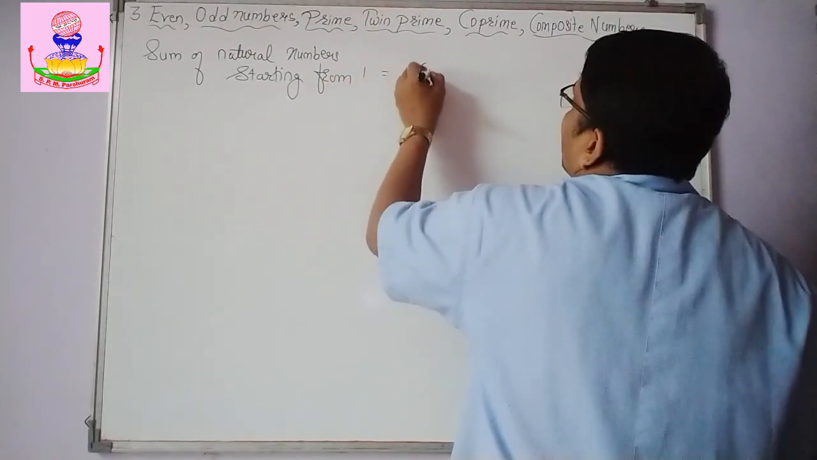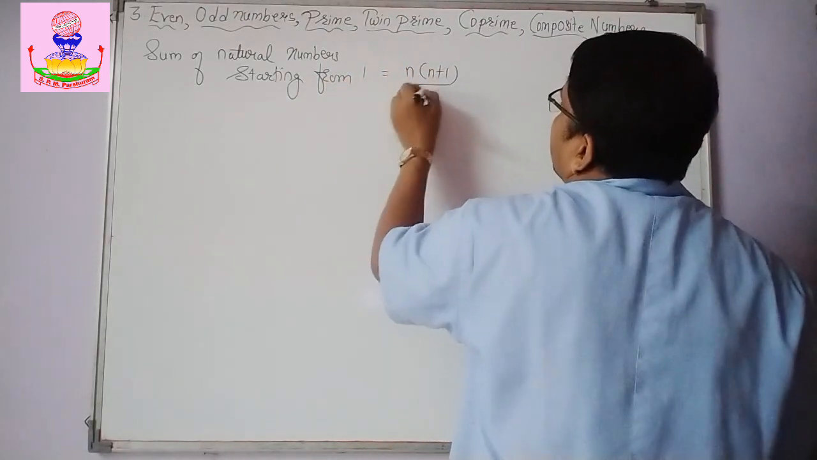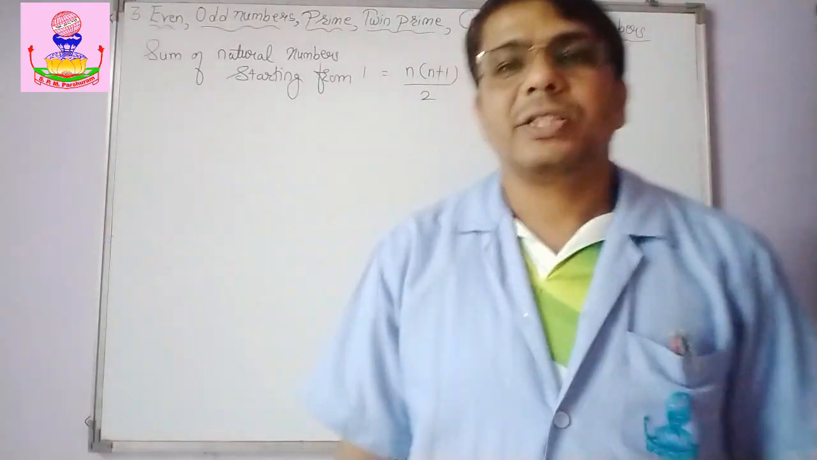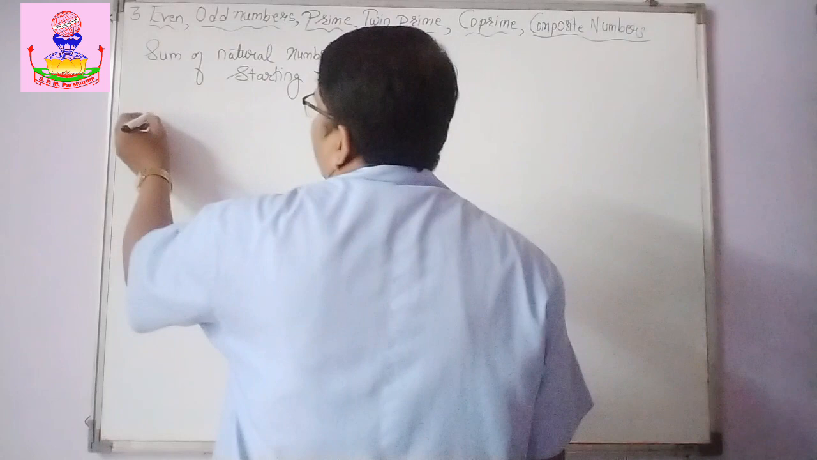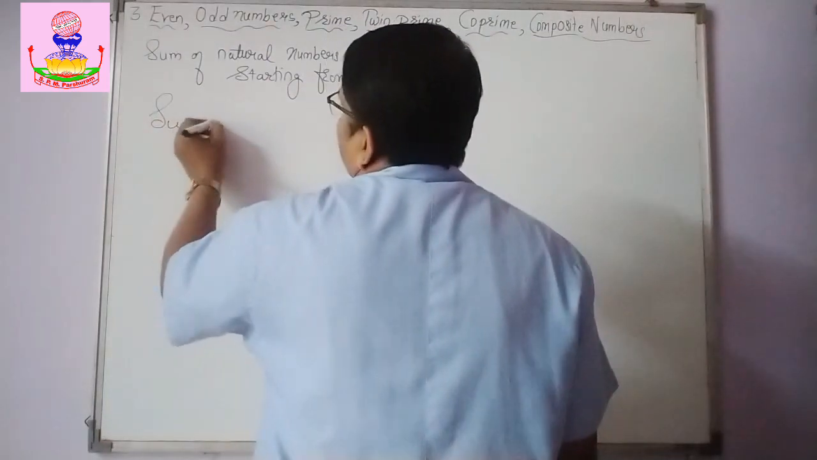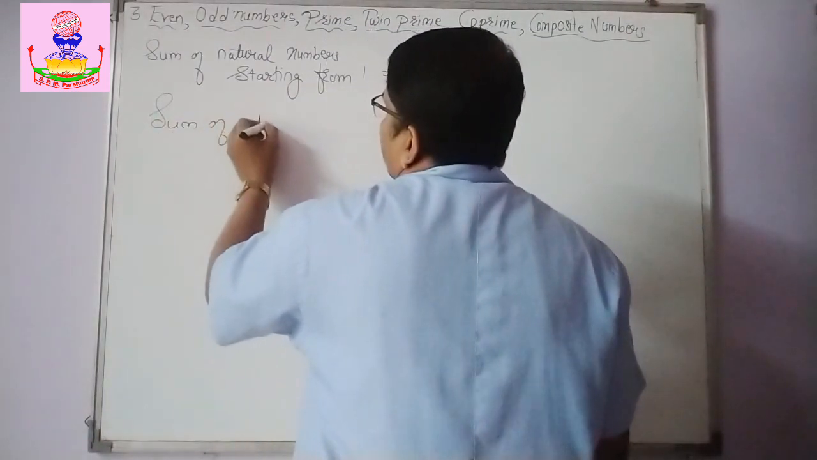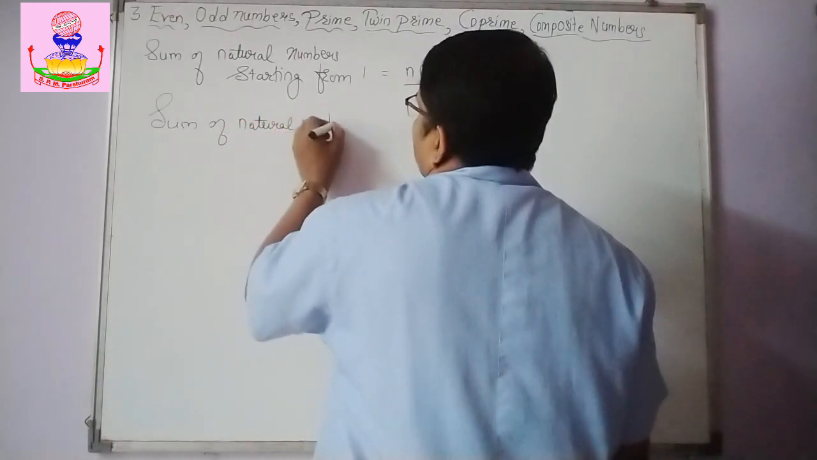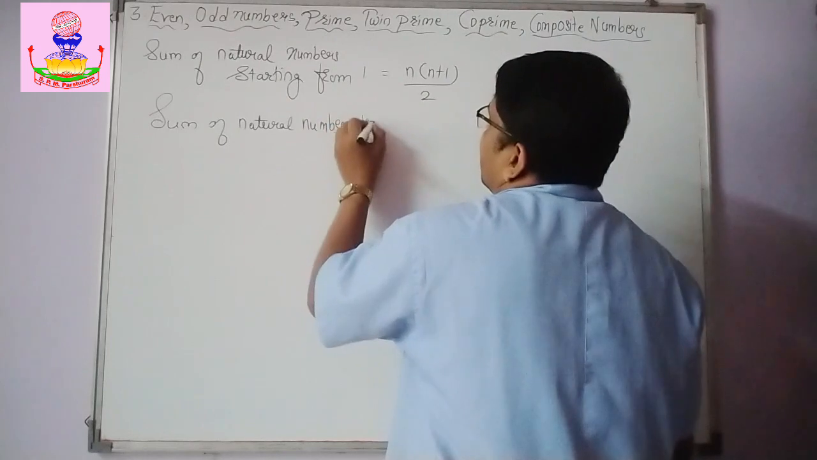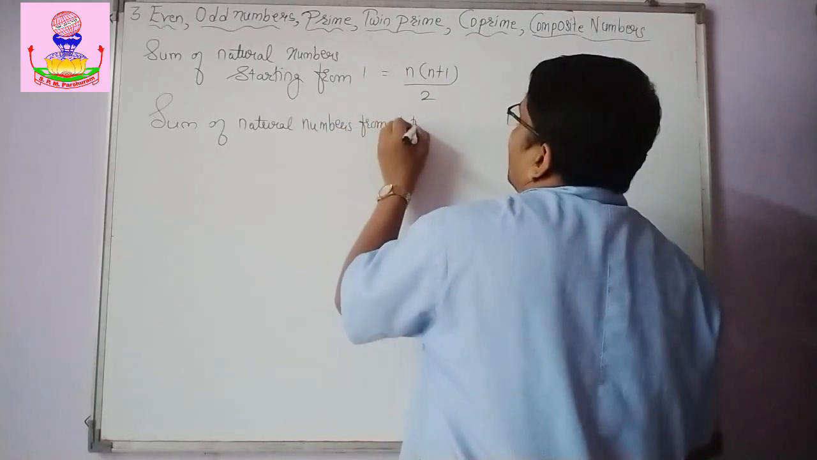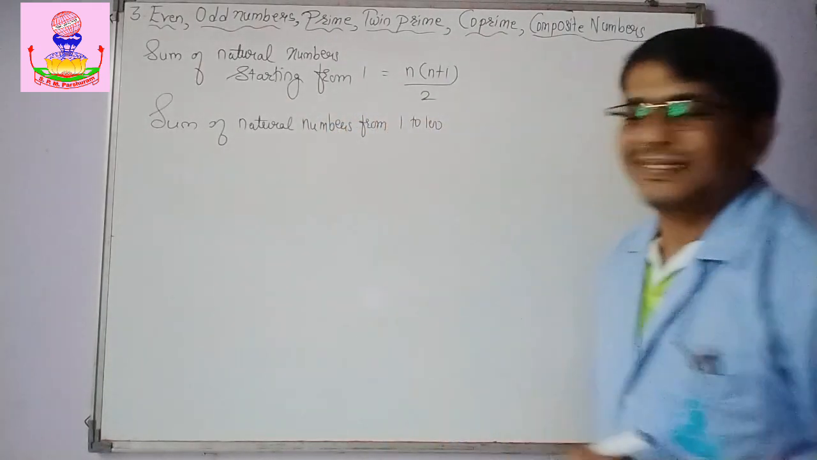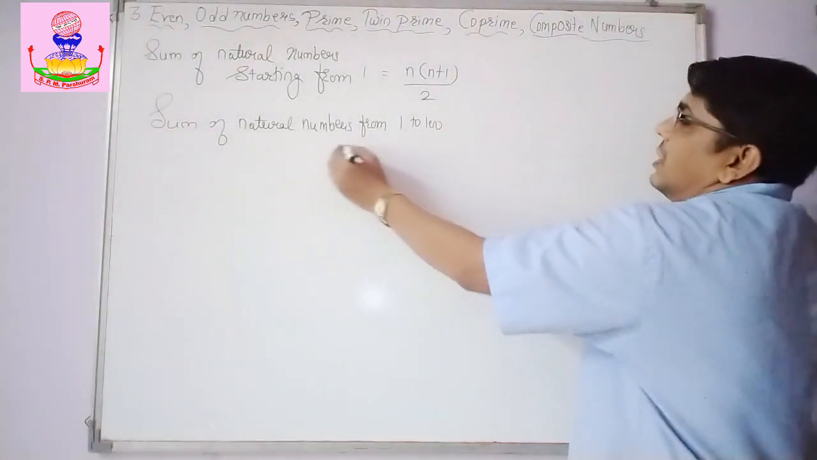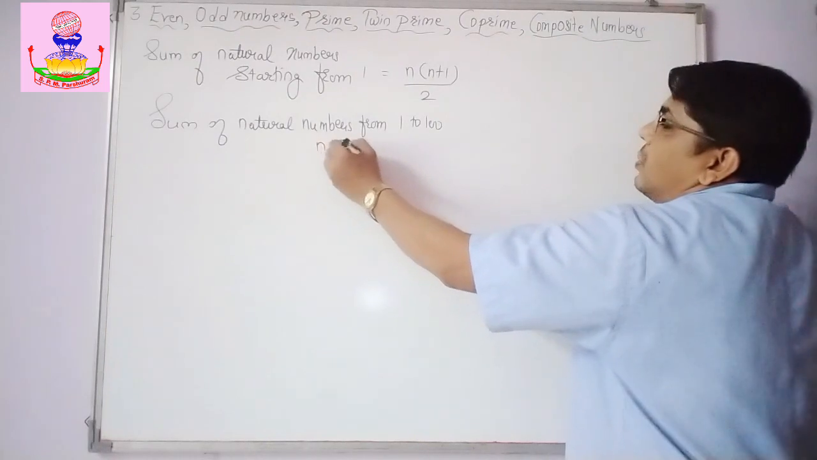So n into n plus 1 upon 2. For example, if I want to find the sum of natural numbers from 1 to 100, what is n here? 100. Okay, so here n is equal to 100.